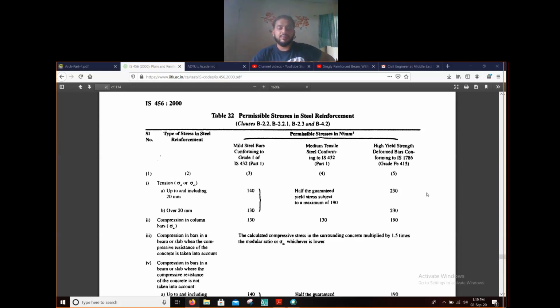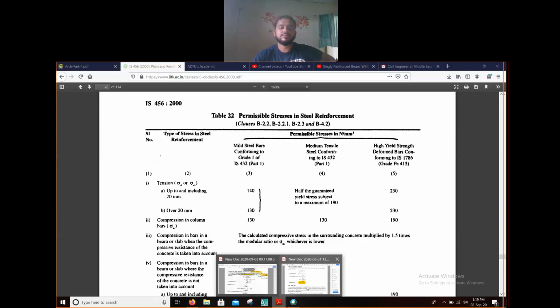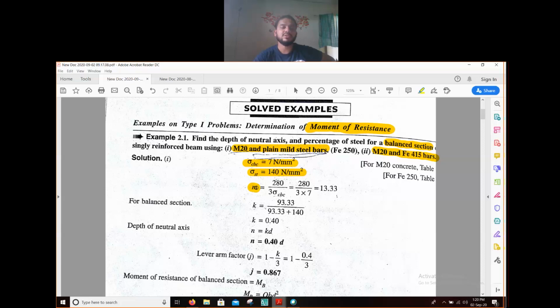Okay, so let us see the problem now. You can see here, from table number 21 you have got the value of sigma CBC, 7, and from table number 22 you have got the value of sigma ST, which is 140. Now we have the formula for m. m means your modular ratio. m equal to 280 divided by 3 sigma CBC. Put the value of sigma CBC here. It will be 13.33.